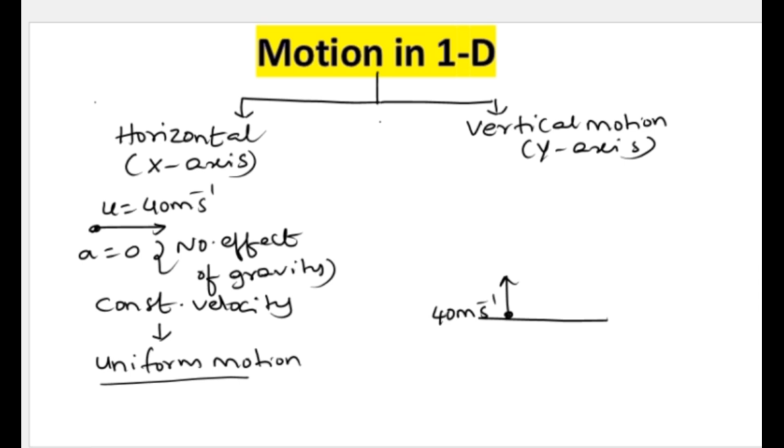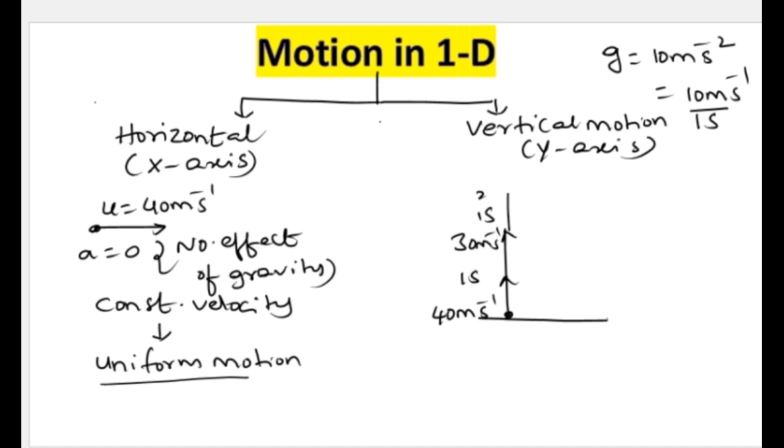Then in this situation, suppose you throw a particle upwards with an initial velocity of 40 meter per second. We know very well that the acceleration due to gravity is 10 meter per second square. That means in each 1 second the change in velocity is 10 meter per second. When the particle is going up, for every 1 second the speed decreases by 10 meter per second. So the speed is 30 meter per second, after 1 second it is 20, after 1 second it is 10, and after 1 second its velocity becomes 0.